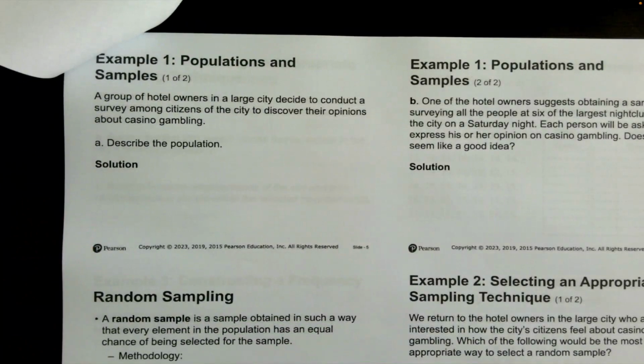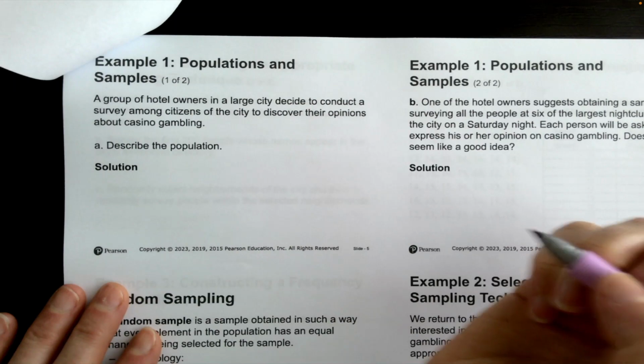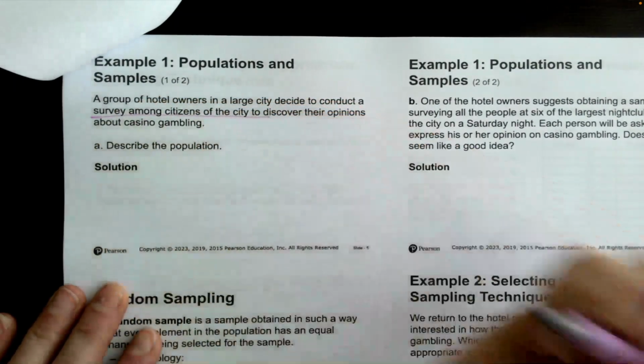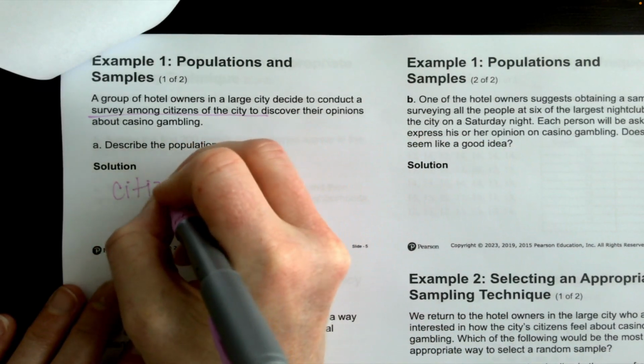Representative sample: a sample that exhibits characteristics typical of those possessed by the target population. Our first example, which we'll use throughout the next couple of examples: a group of hotel owners in a large city decide to conduct a survey among citizens of the city to discover their opinions about casino gambling. Describe the population. They are going to survey the citizens of the city, so our population would be the citizens of the city.